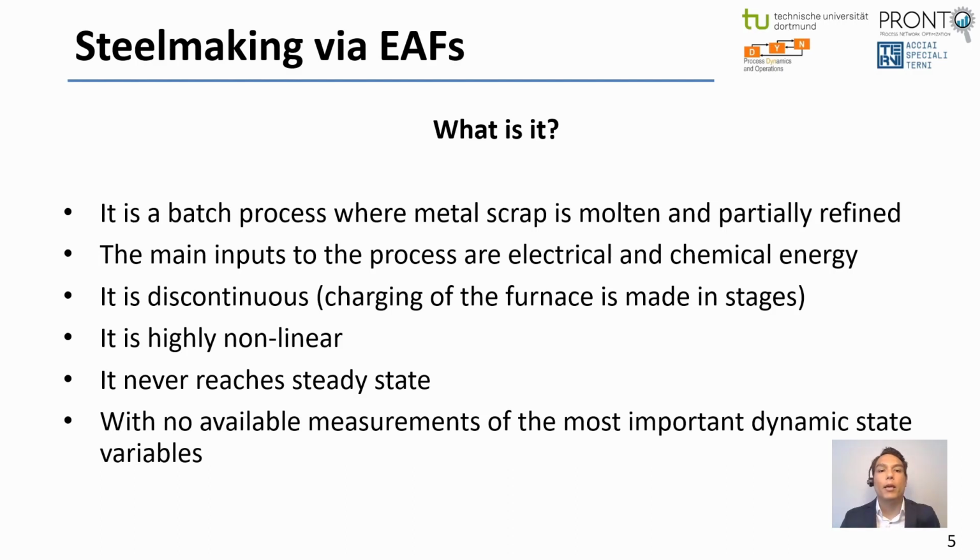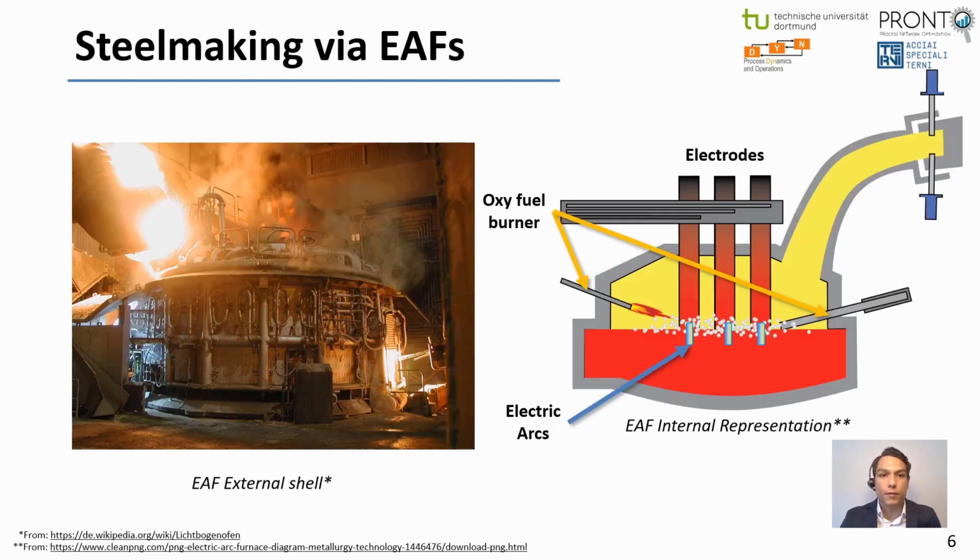But what is the steelmaking via electric arc furnaces? So it is a batch process where metal scrap is molten and partially refined. The main inputs to the process are the electric and the chemical energy in the form of methane and oxygen. It is a discontinuous process because the charging takes place in stages and the process has to be stopped every time that you need to make a new charge. It is highly nonlinear. It never reaches a steady state, and the biggest challenge maybe is that there are no available measures of the most important dynamic state during the process.